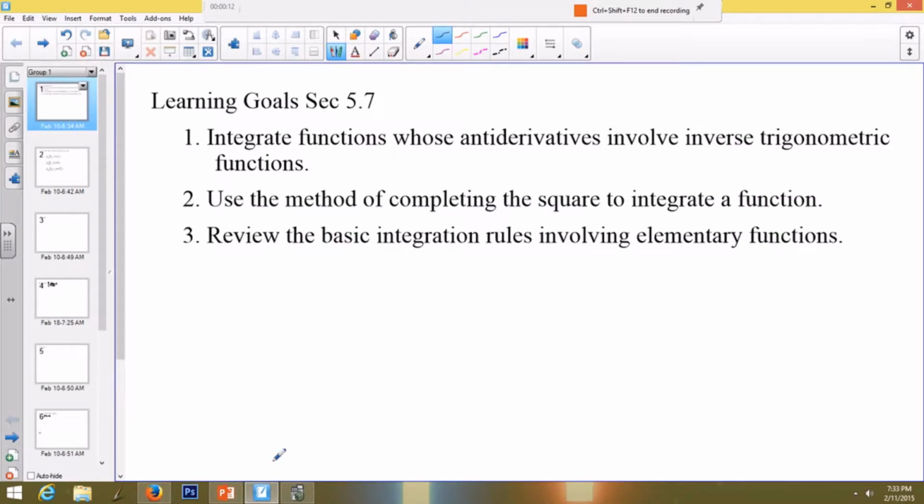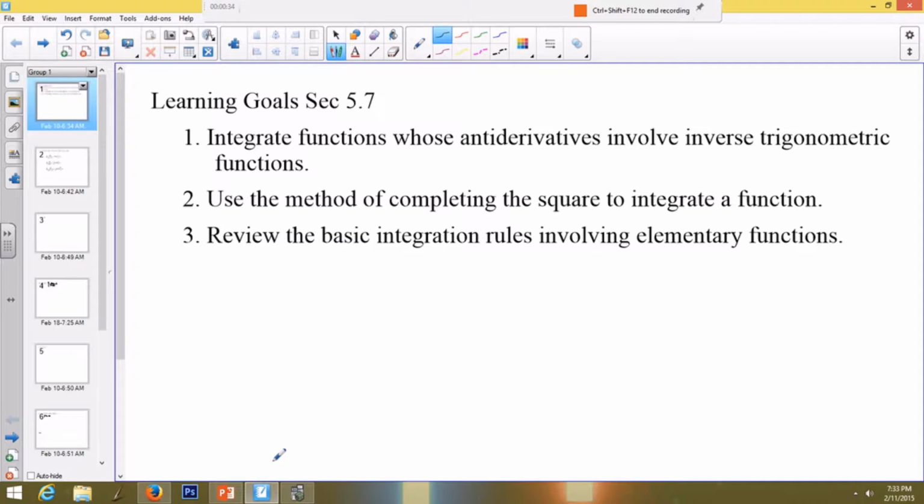This is the final section for chapter 5. We are going to do some integrations whose antiderivatives involve inverse trigonometric functions, and there's only 3 of these, so it shouldn't be too bad. And again, this is probably something that I will have on the quiz, but certainly something that you're going to want to review before you take the AP Calc test.